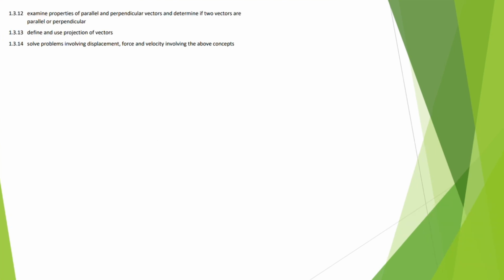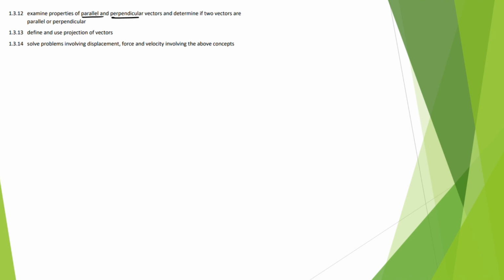Okay, so the first thing I'm going to do is examine some of the properties of parallel and perpendicular vectors. And I'll see here that the scalar product is really important, particularly for perpendicular vectors, and it has a range of applications later on down the track.